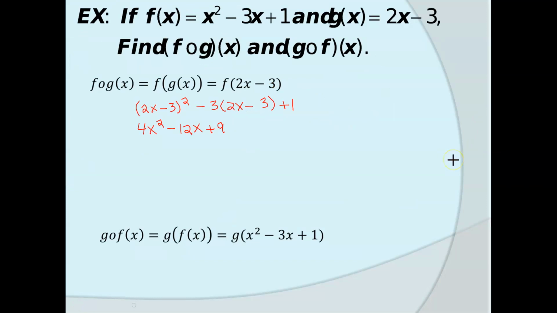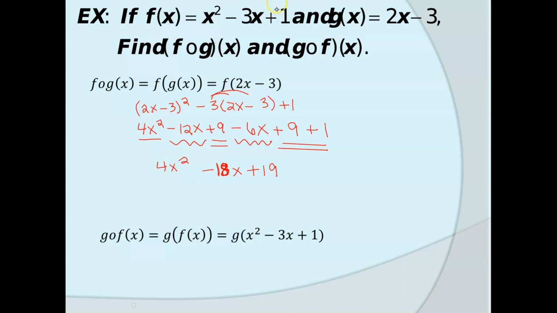Okay, so we took what we FOILed, brought it over. Now we're going to distribute the negative 3. Carry the positive 1. Combine like terms. And 4x squared minus 18x plus 19 represents f of g of x.